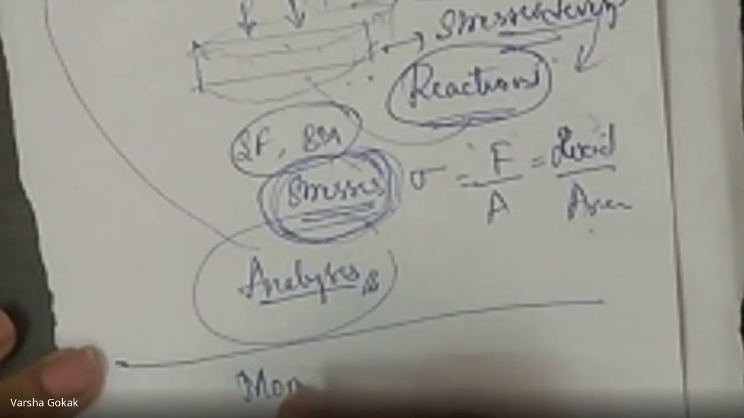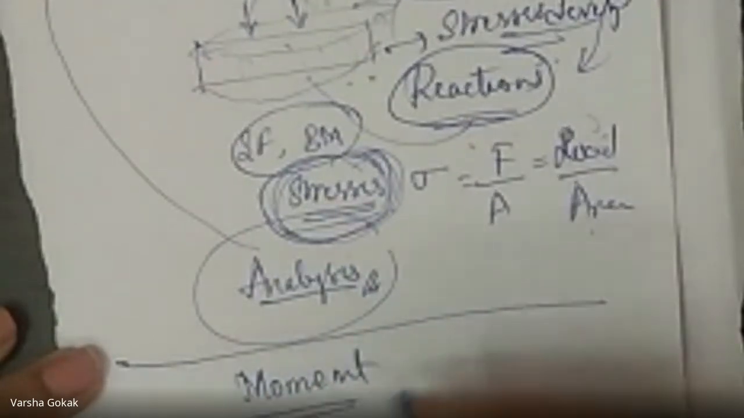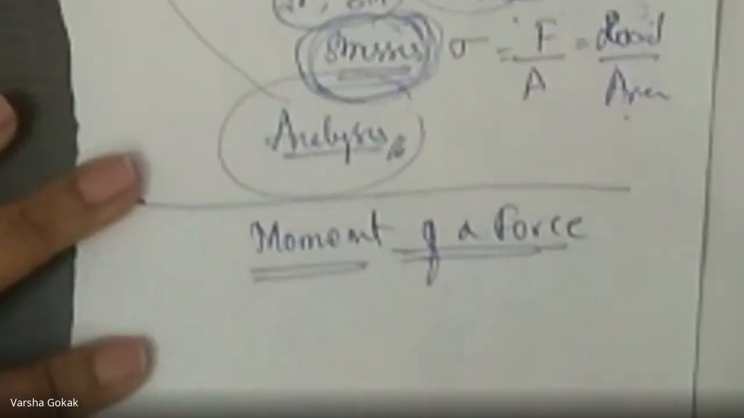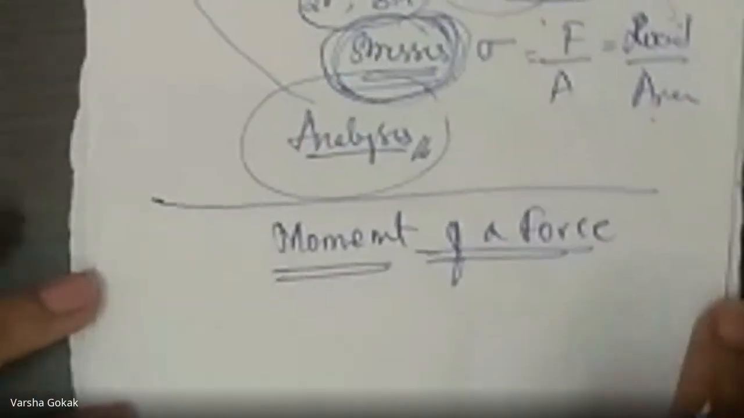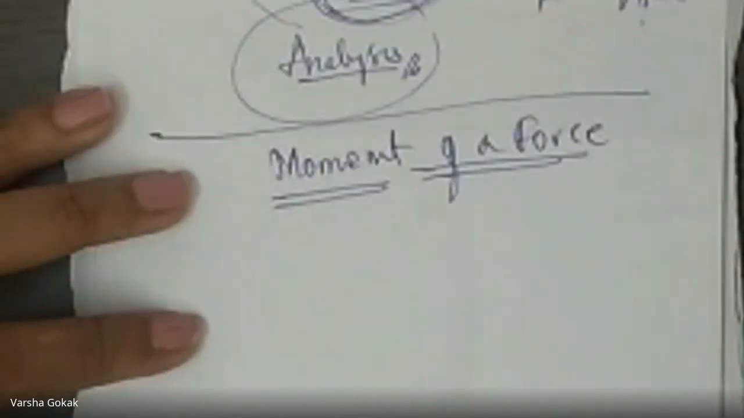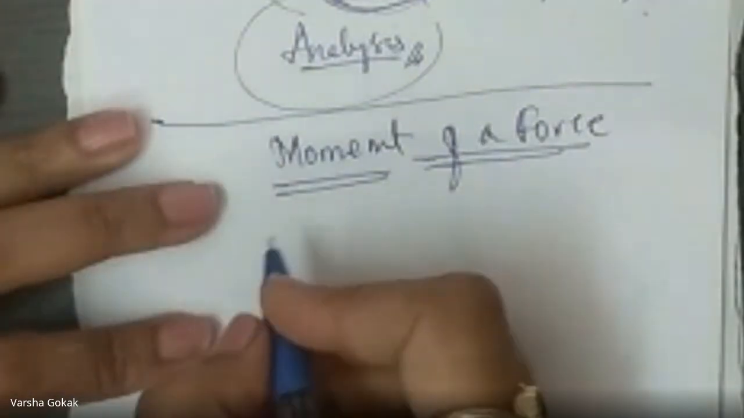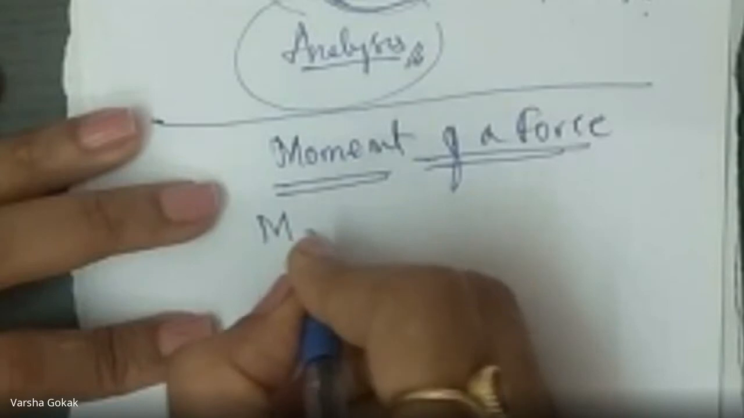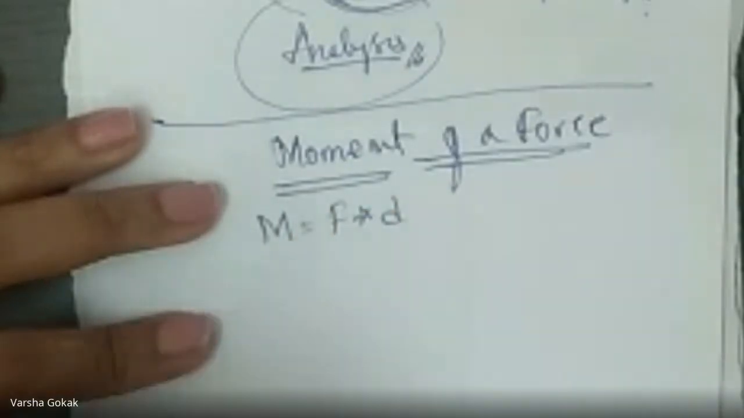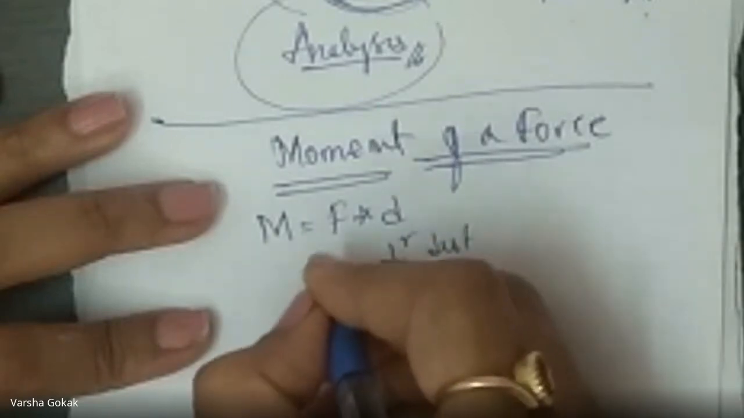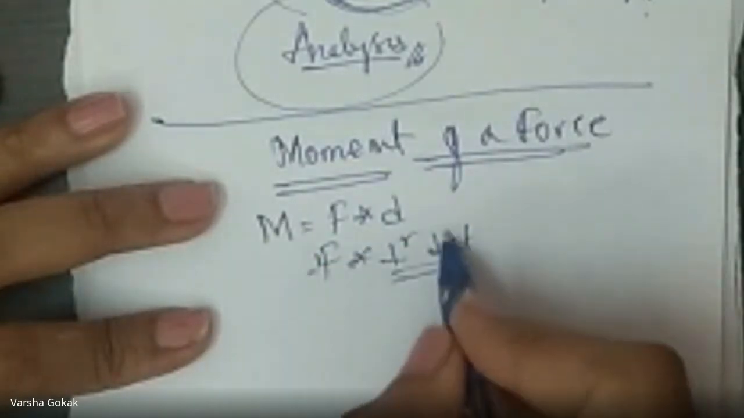Now coming to moment of inertia, the term says moment, right? So tell me, what is moment of a force? You all have studied, no? Can you recall? Moment of a force? M is given by F into D. Remember? Force into the perpendicular distance. This is force into the perpendicular distance.